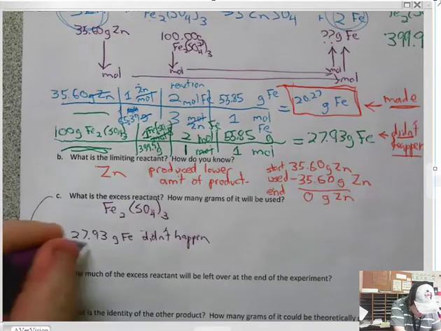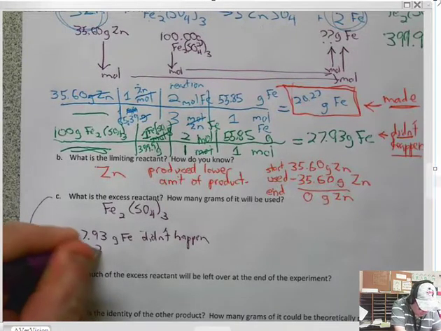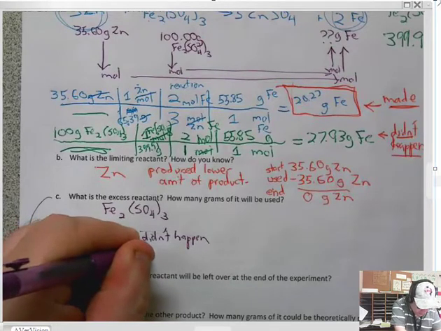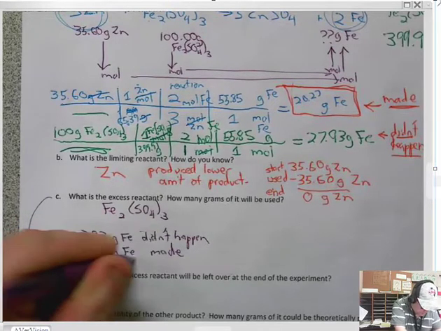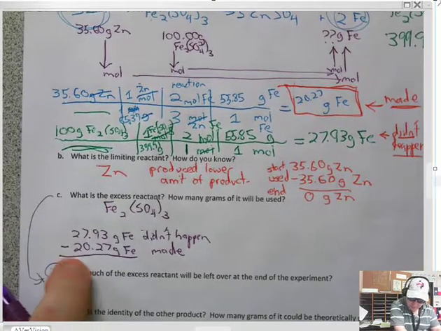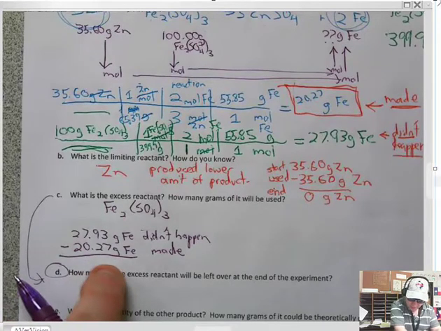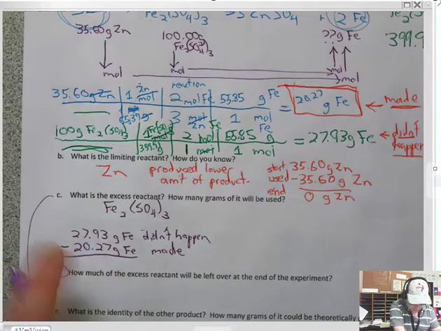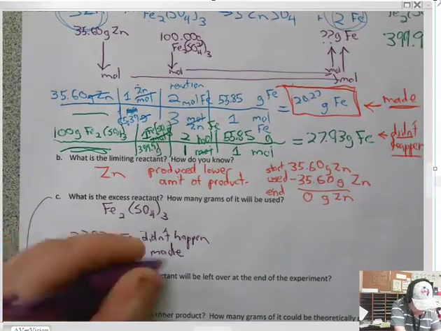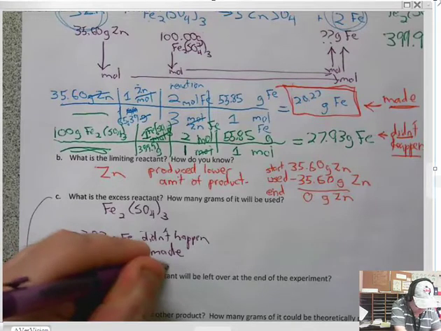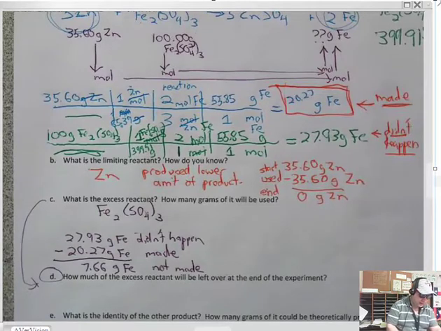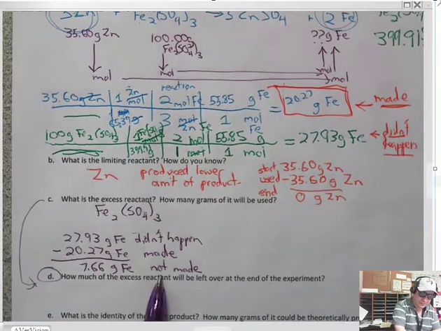Right? We actually made 20.27 grams of iron, which was made. So, if you subtract these two numbers, 27.93 minus 20.27, this gets me 7.66 grams of iron not made. If I had the perfect amounts, I would have made that, but I didn't, so this is not made.